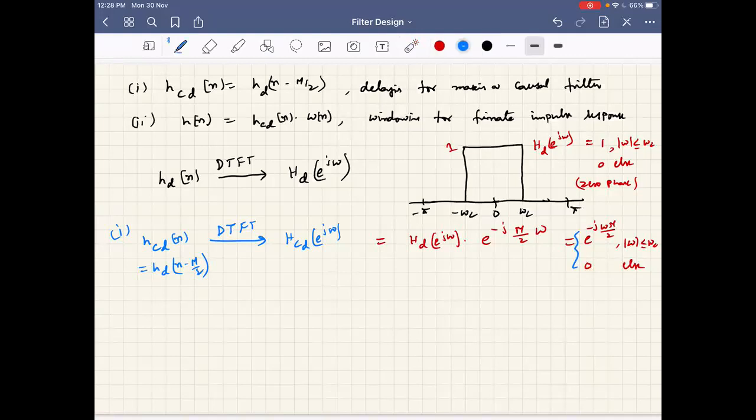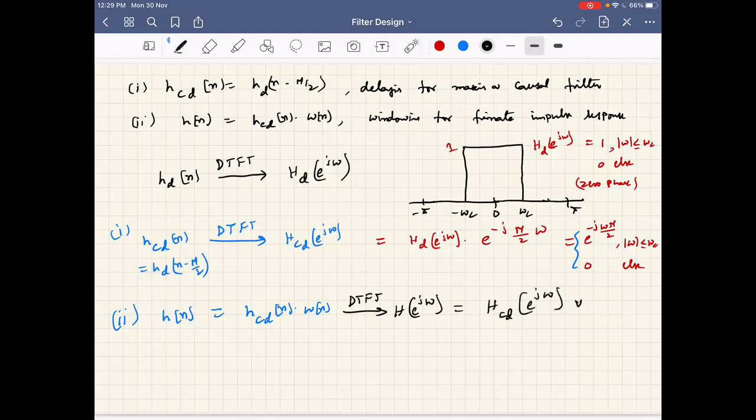Now let us see the consequence of the second step. We multiply by the window function. So h of n, the filter we finally design, is equal to hd of n multiplied by w of n. And in the frequency domain, if you take the discrete time Fourier transform, what will happen? This H of e power j omega, the practical filter frequency response, is equal to the causal desired frequency response convolved with the window function frequency response.